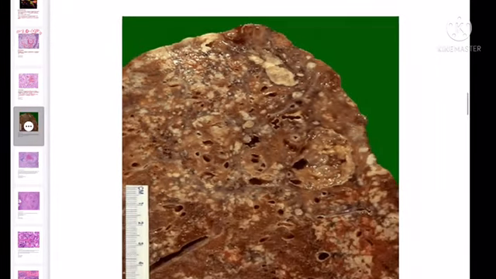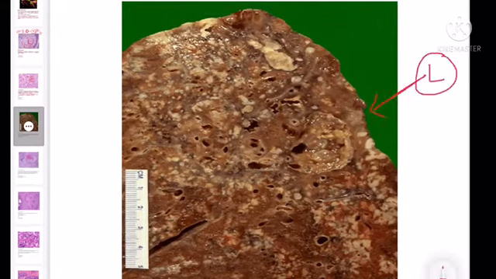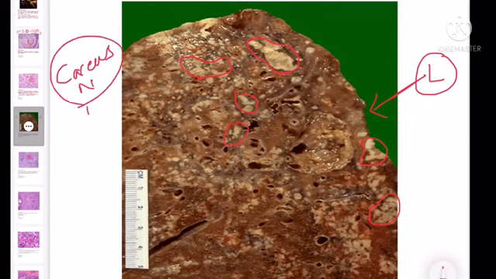Now if you try to see this image, you can come to know that this is a lung gross sample. And what is this cheesy material? This cheesy material is nothing but caseous necrosis. It is a type of necrosis which is called caseous necrosis, which is specific for tuberculosis.